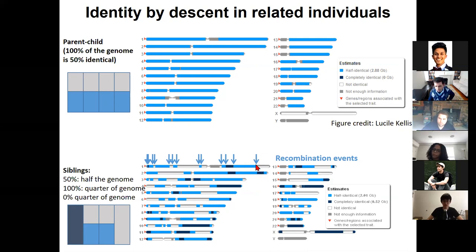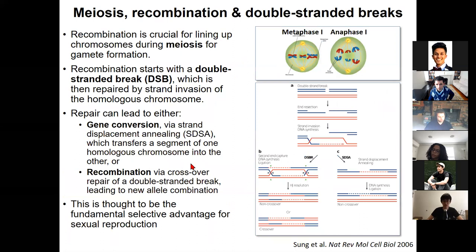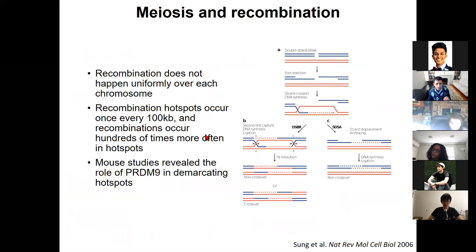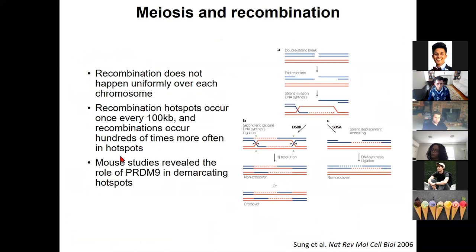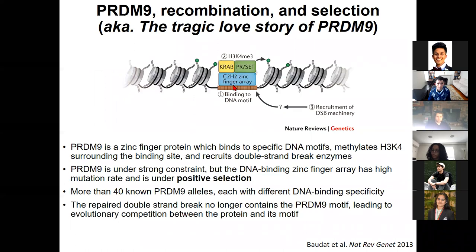But the other key insight is that where these events happen is actually very non-random. These happen in very specific hotspots of recombination, which occur roughly every 100,000 nucleotides. And they occur within these regions hundreds of times more often in these hotspots. And in mouse, molecular studies of this process revealed that PRDM9 is the protein that demarcates these hotspots. That's what I like to call the tragic love story of PRDM9.